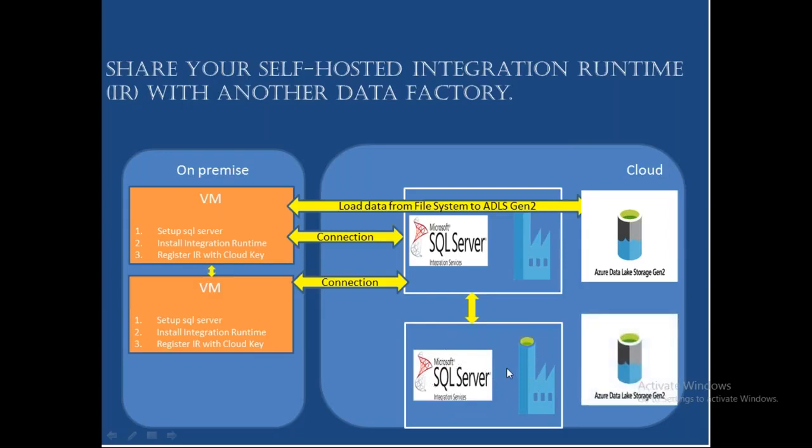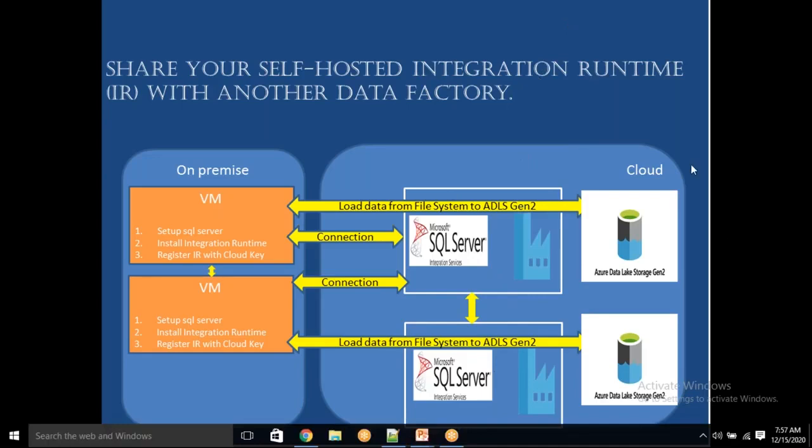So from this data factory, this is the UK Data Lake Storage Gen 2. Now I will copy data from these VMs to this Data Lake Storage Gen 2. From here, I will pick only the UK data and load it into Data Lake Storage Gen 2. Here, I will pick just the US data and load it into Data Lake Storage Gen 2. Now you understood. It's highly available and sharing the same IR with another data factory. You understood this?